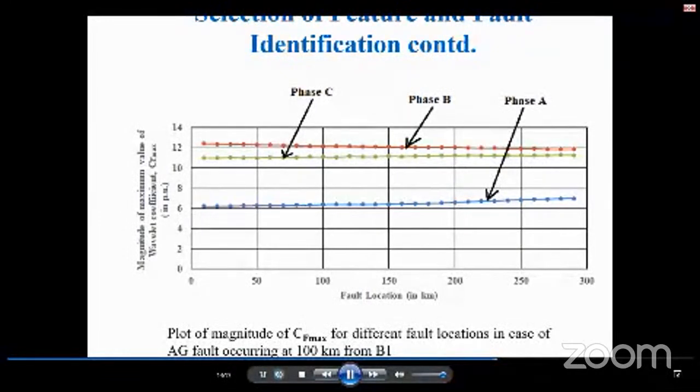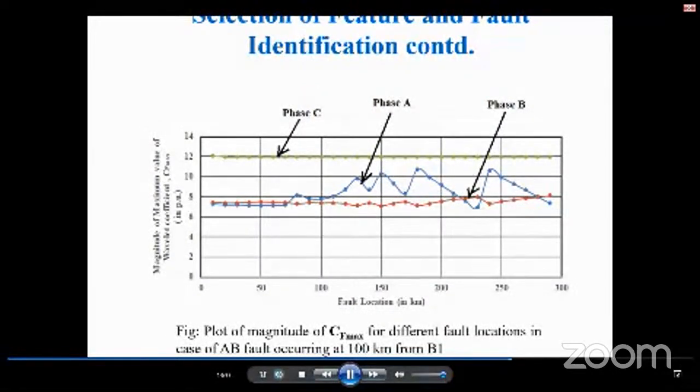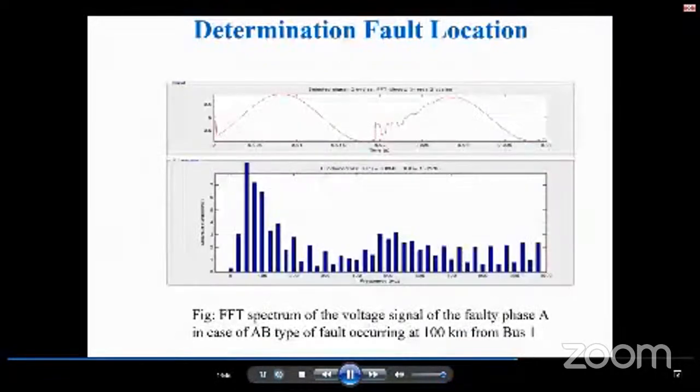So this is an example of how the magnitude of Cf max behaves for different fault locations. In case of an AG fault, it is seen that the values do not vary much with the change in fault location. Yes, for the faulty phase, the values are quite less compared to the healthy ones. It is seen from the picture. This is another plot of the magnitude of Cf max for different fault conditions in case of an AB fault occurring at 100 km from B1.